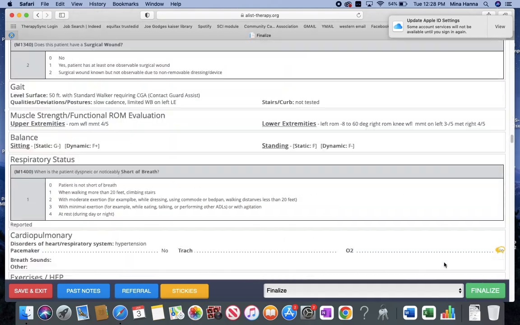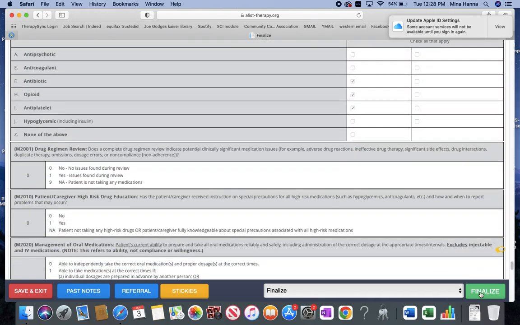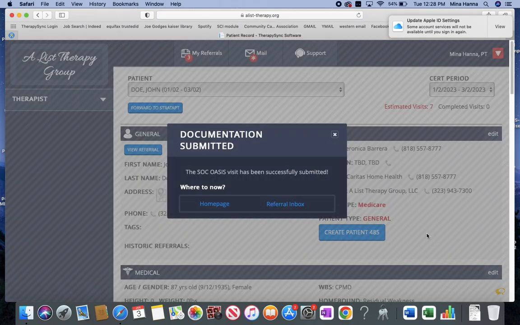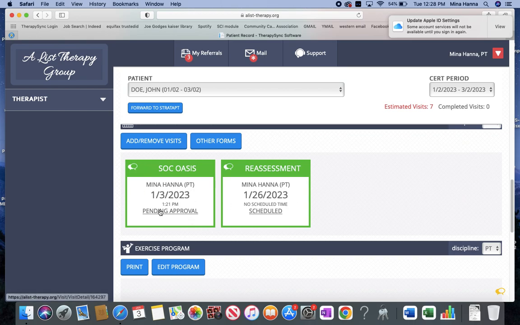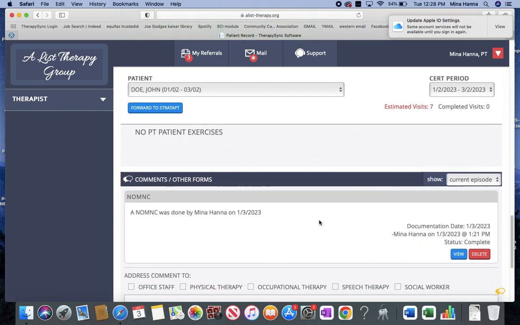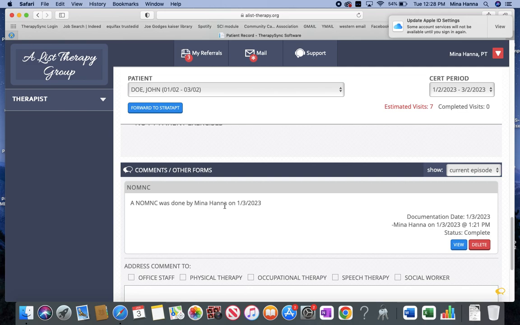And this is my note. This is everything I did. And I can now just push finalize. And once I do that, you're done. I'm back in my patient chart, and if you notice, here's my start of care. It's pending approval. My reassessment, I scheduled it for this day. It might be moved. And I'm here, and it says a NOMNC was done by Mina Hanna.